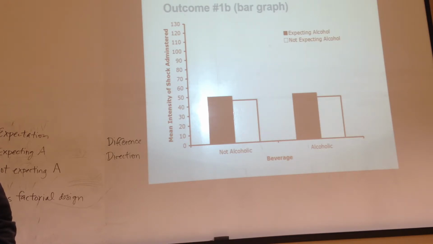Expecting alcohol and not expecting alcohol, right? Because the variable in the legend is expectation, and its two levels are expecting alcohol and not expecting alcohol. Okay? What do those two levels look like on the graph? What do they look like? Give me an adjective, like a color. Black. One is black and one is white.